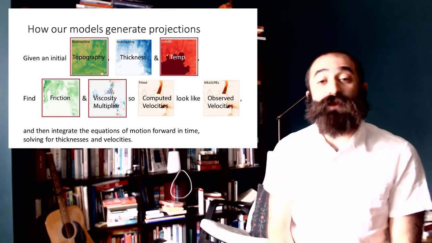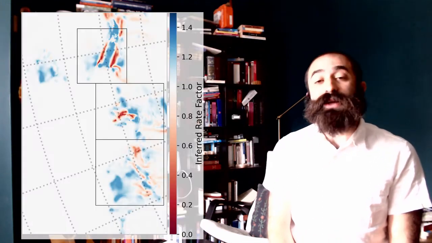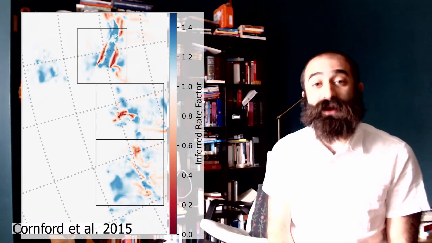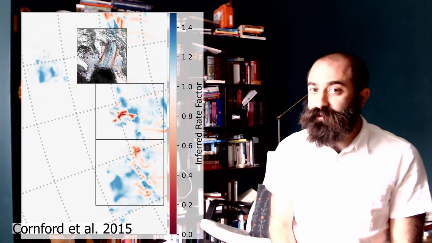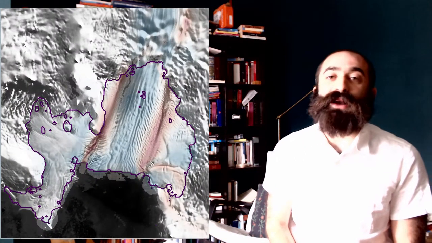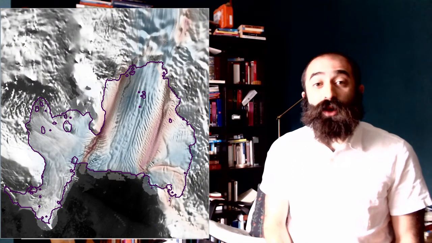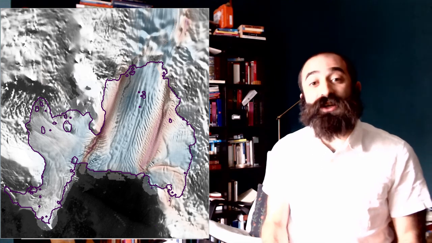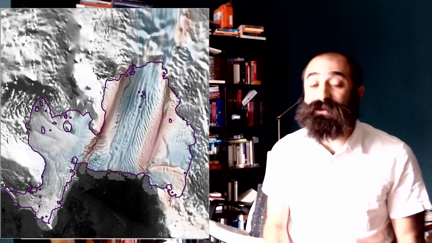Here is the inverted viscosity multiplier to get the ice sheet model to match observed velocities at 2010. Just to describe some of the features, we see the margins of Pine Island Glacier appear in red, which means they require softening, a lower viscosity, whereas the central trunk shows up as blue, indicating stiffening.